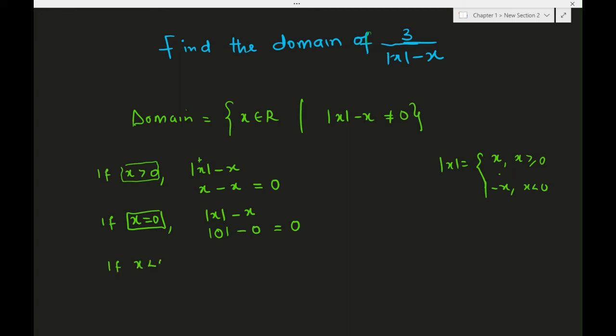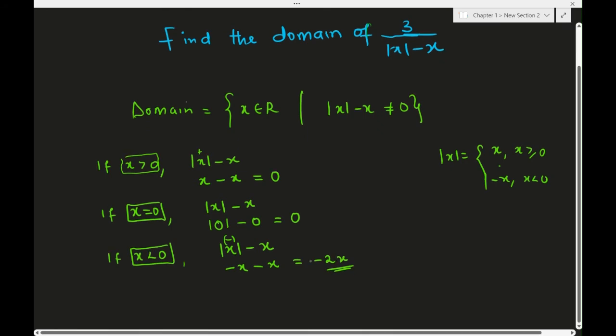So what is left is if x is less than 0. If x is less than 0, we're going to see that absolute value of x minus x, this is minus, so the minus will come down before to remove the absolute value. So this will become minus x minus x, which is equal to minus 2x.